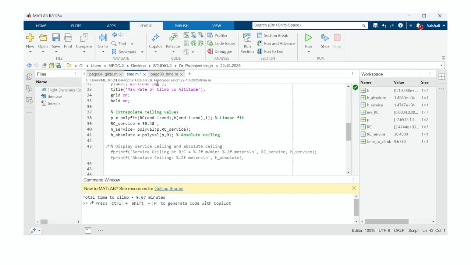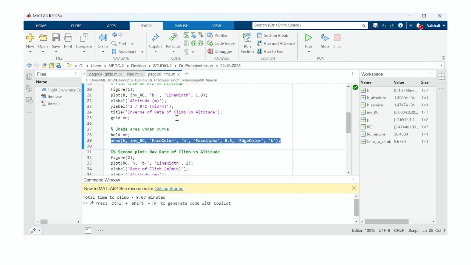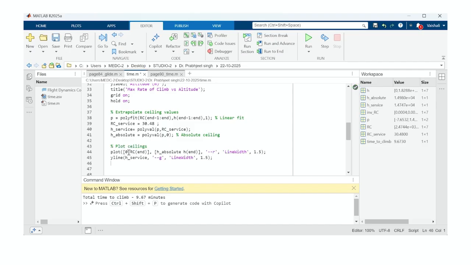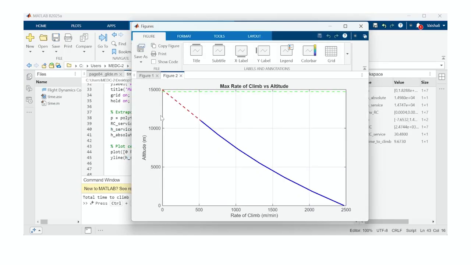All right. Now, since I have already done this, let me write this code from here. Plot ceilings, plot 0 to RC till end, and H absolute till H end, and this is the color of the line, width 1.5, and I am drawing a line over here till H service. All right, let me save it and run this code.